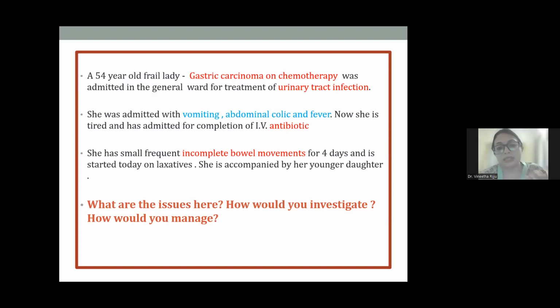Now, the question is, what are the issues here and how would you like to investigate this patient so that you can plan your management? So like I said, please think about what could be the issues over here and how you would investigate this patient and how you would thereby manage this. And we are going to come back to the same case in a short while.